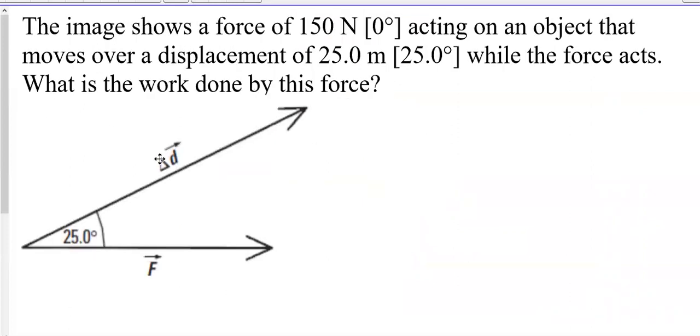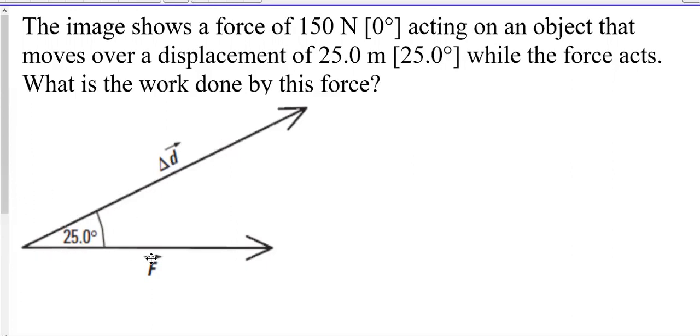So we have a quick little question here. Suppose we have a mass. I don't have the mass drawn on here, but suppose we have a mass that's traveling some displacement of 25 meters at a 25-degree angle, and the force acting on it is just moving horizontal. So this can either be an inclined plane, or it can just be on a track where it's only able to move at this 25-degree angle. You can take your pick, whichever one works better for you mentally.